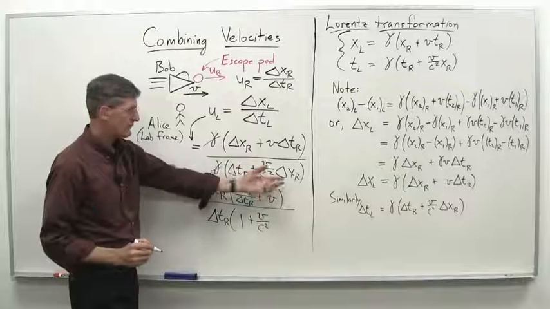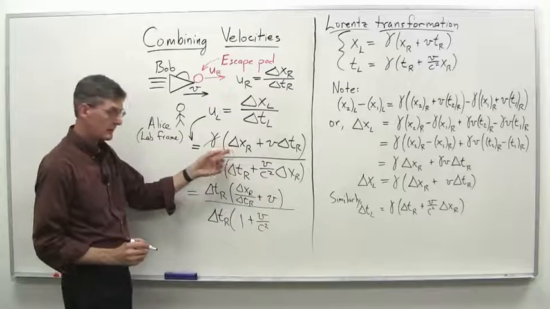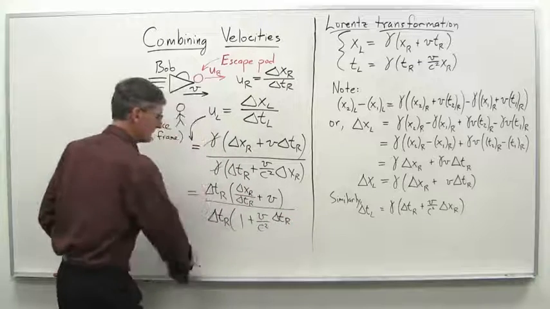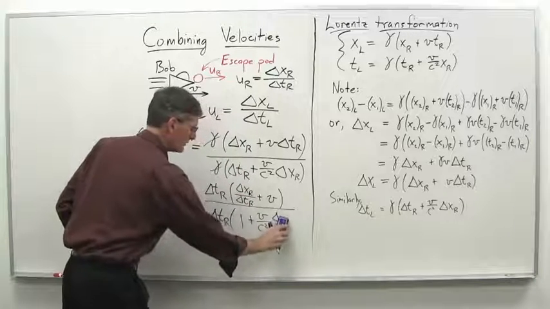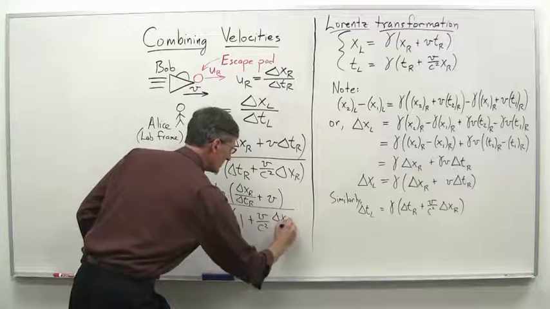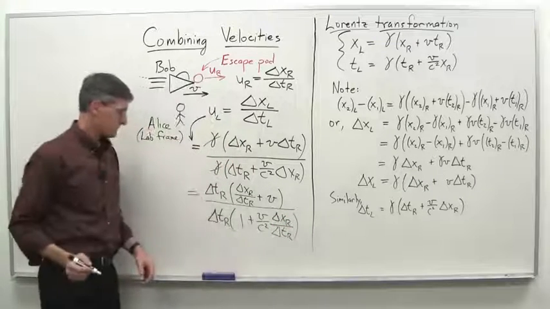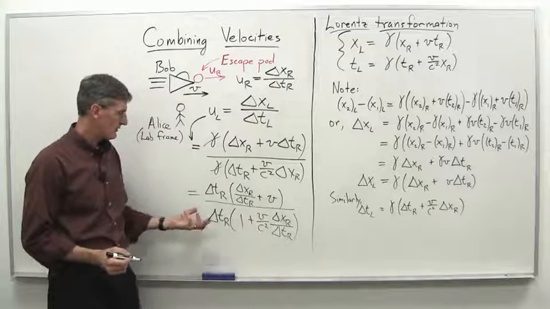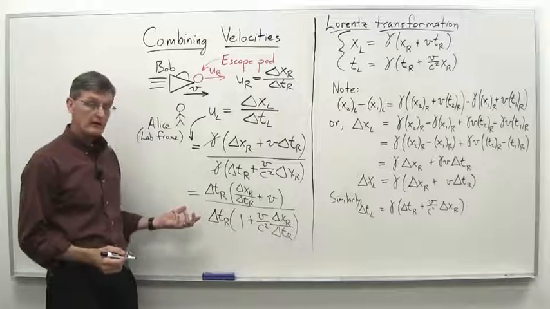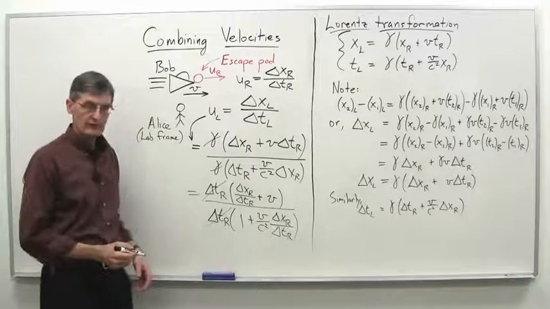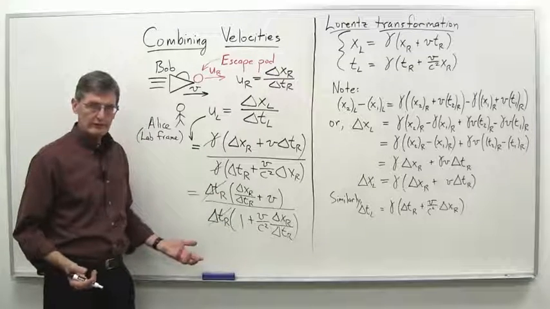And I pulled out a delta t sub r from this term. So just like we did up here, this becomes, oops, sorry, my mistake, delta x sub r over delta t sub r. So just use a little algebraic trick there to pull out delta t sub r. And one thing we know right away is these delta t sub r's are going to cancel, so we get rid of those. But why did we do this?